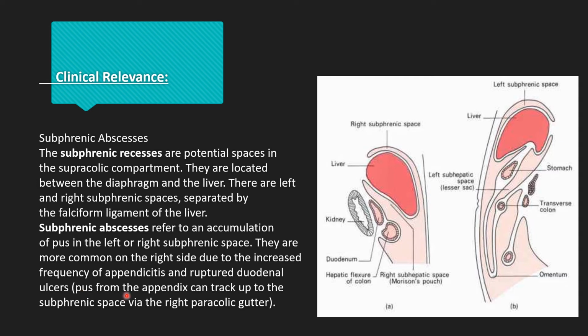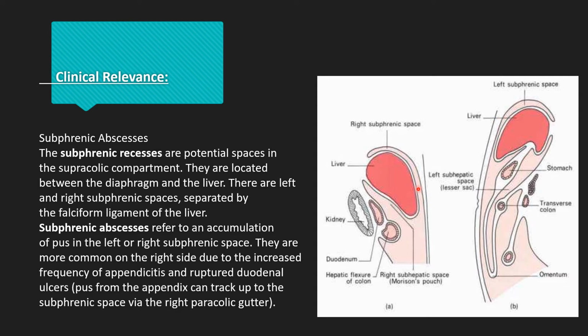So the pus from the appendix can track up to the subphrenic space by the right paracolic gutter, as I mentioned earlier. In this diagram, this is the right subphrenic space between the diaphragm and the liver, and there is the left subphrenic space. These are the potential sites where abscesses can collect. They are more common on the right side.